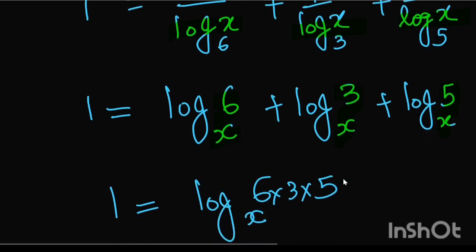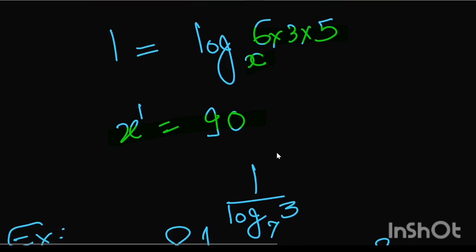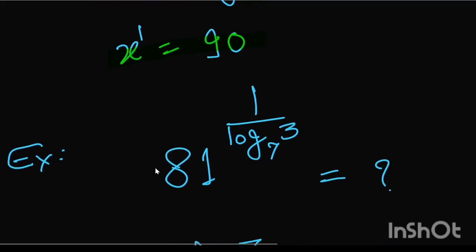Now the bases are the same. So log m plus log n plus log l is log m n l. The base is the same. Using the definition, x goes up and pushes 1. So x to the power 1 is 90, guys. That's the answer. So next example: 81 to the power 1 by log 3 base 7 is what? So we need to simplify this.